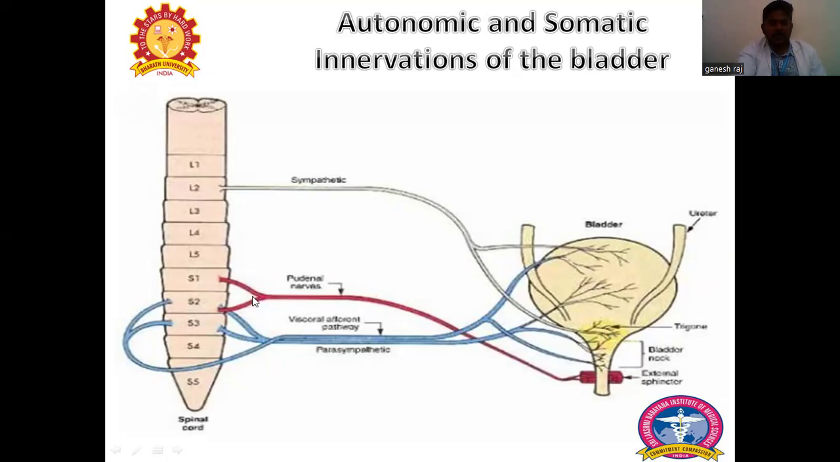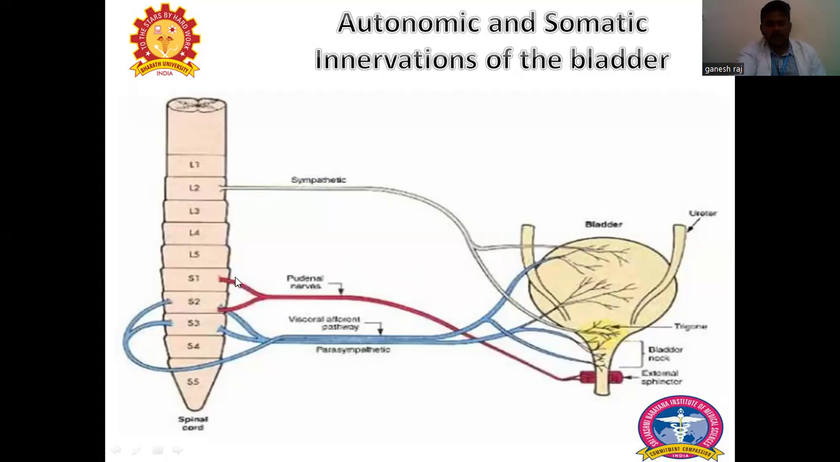Okay. Next, the parasympathetic nerves are coming through the S2, S3, S4 segment, lateral horns of S2, S3, S4 segment of the spinal cord, and they cause contraction of the detrusor and relaxation of the internal urethral sphincter. So this will cause emptying of the bladder.